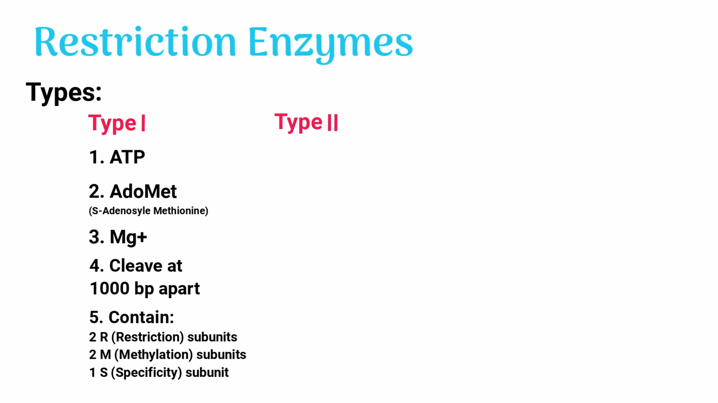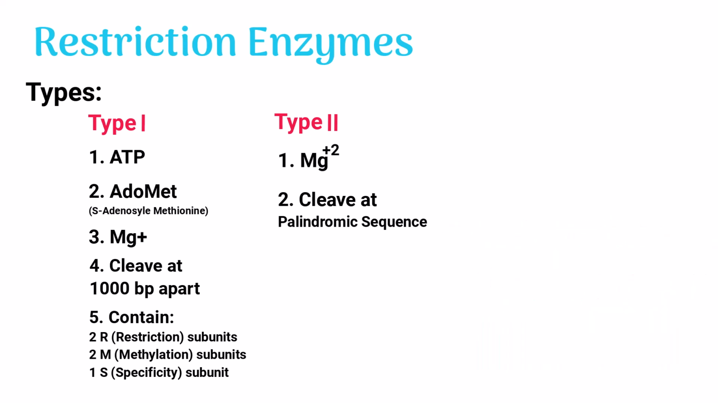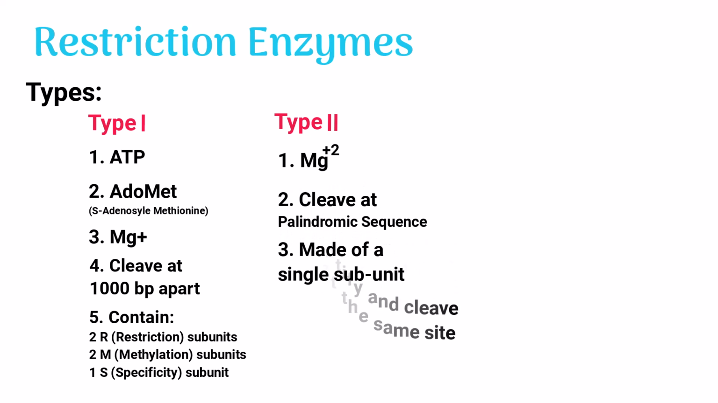Type 2 restriction enzymes are the most widely available and used restriction enzymes. They do not need ATP but need Mg plus 2 ions as cofactors. They cleave at palindromic sequence which is 4 to 8 nucleotides in length. Remember, palindromic sequence remains the same when you read it in both directions. Type 2 restriction enzymes are made of a single subunit. They identify and cleave DNA at the same site.